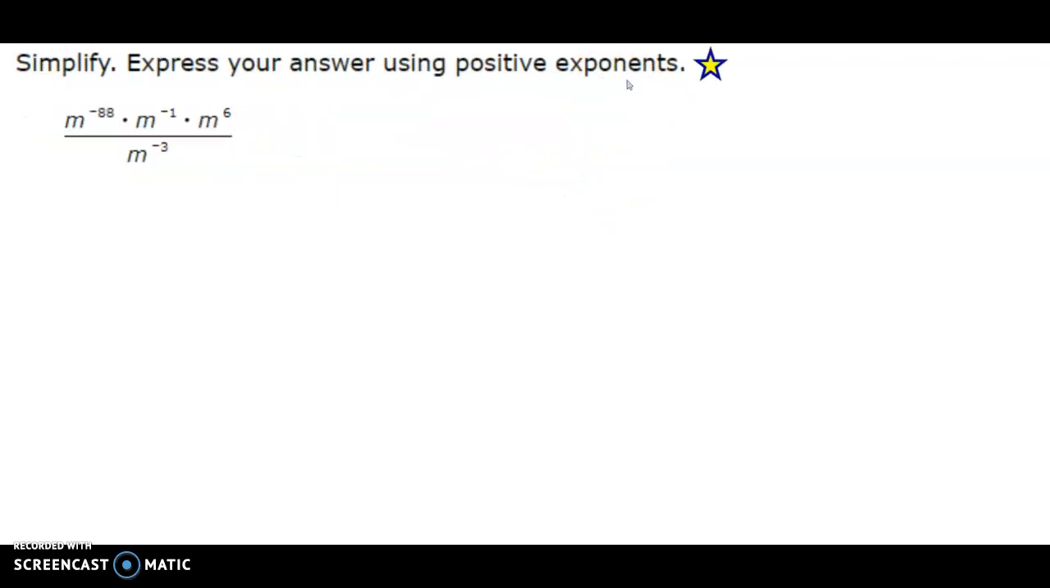Hopefully you're starting to get the swing of this, and as you can see, as things are getting more and more complicated, they're not really more and more complicated. It's all the same thing. We're doing the exact same thing. We're just taking all of our negative exponents. They're all going to switch.